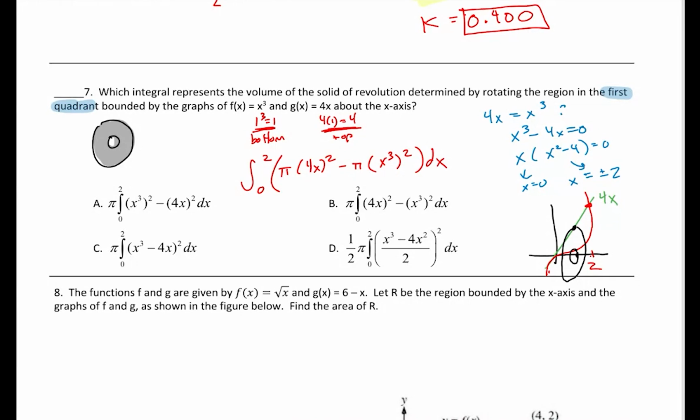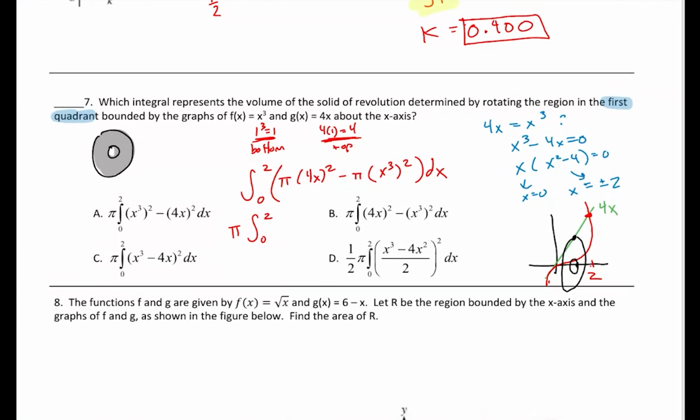Now, notice here, and I had mentioned this before, that usually when you have these disk and washer problems, anytime you've got a pi that's a constant factor, on the multiple choice questions it's always going to be factored out, or at least all the ones I've seen have been factored out. I guess it's possible it won't be, but if I was betting, I would say it's probably going to be factored out. So we got 0 to 2, 4x squared minus x cubed squared will be x to the 6th. So that's really what we're looking for here. And it looks like our answer is choice B.